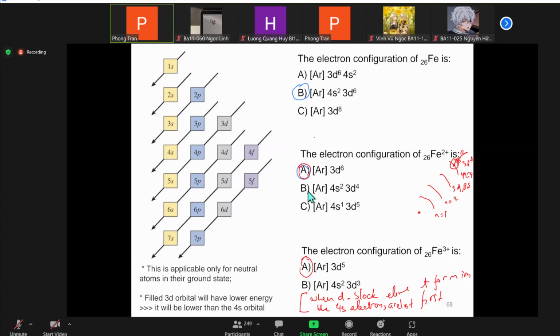So here a few messages. First, when D block elements form ions, to remove electrons, the 4s electrons are lost first before you lose the d electrons. And this diagram is applicable only for the neutral atom in its ground state. And when you fill 3d orbital, the 3d orbital will have a lower energy, so it will be lower than 4s. So at one moment you can invert the order of 4s and 3d. Okay, that's the three main messages we can learn from the exercise.